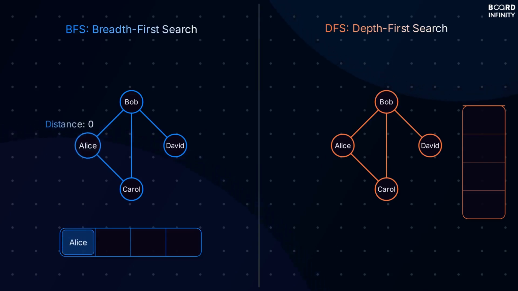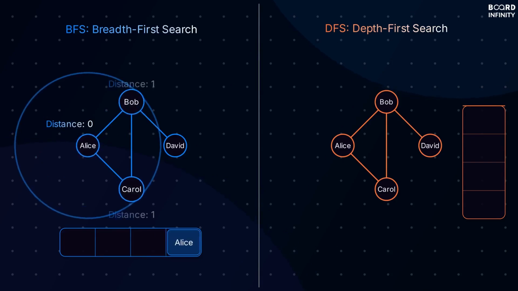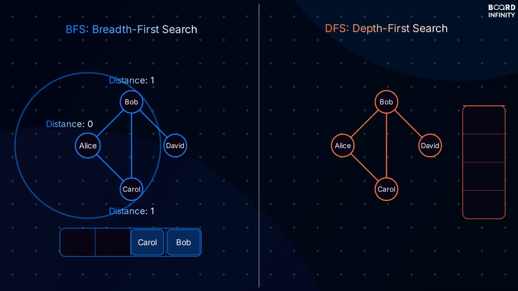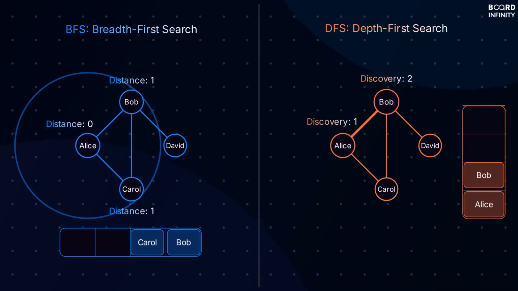Let's watch both algorithms run on the same graph, side by side, so you can see exactly how they differ. Pay attention to the order in which nodes are discovered and the data structures driving each algorithm. Depth-first search begins at Alice, then immediately follows one path deeper into the graph. Each newly discovered node is pushed onto the stack, creating a trail that the algorithm can later retrace.